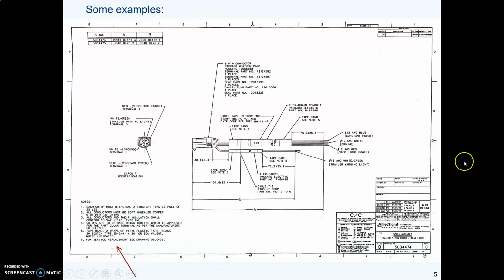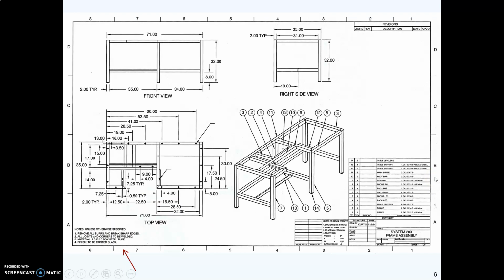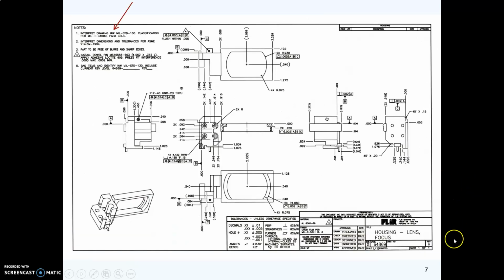Here are just 3 examples of notes. So here's one from an electronics company down in California. Here are their notes. Here's one from some kind of fabrication company. You can see that sometimes finish information is put down here. And here's one from an optics company up in Beaverton. They have put their notes up in the upper left corner. That's fine. That's where they had room.